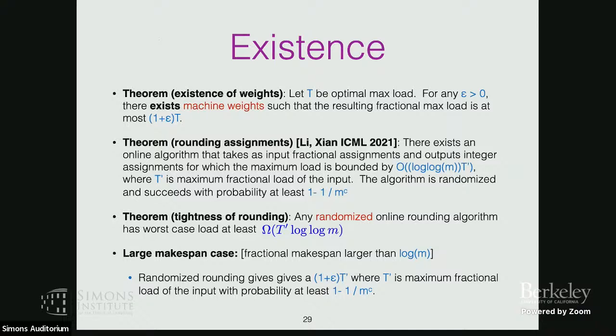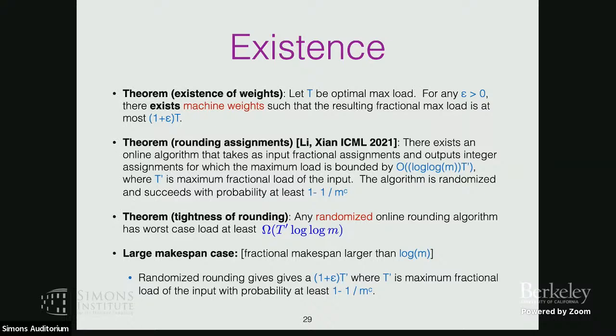We want to show that we could predict these weights. So if we let T be the optimal makespan, we show there exist machine weights that give us a fractional load of (1 plus epsilon) T. You can give me an instance, I can compute weights. So it's a totally offline problem. We give a polynomial time algorithm to compute weights, so that if I assign jobs the way it's described on the previous slide, I'm near optimal.